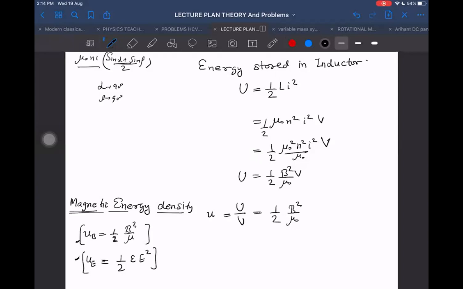This formula also happens to be that of electrostatic pressure, and the above formula happens to be that of magnetostatic pressure. If I have a current carrying cylindrical wire and close to it we have magnetic field B, then the magnetic pressure on the surface of it will be half into B square by mu. So energy density and magnetostatic pressure have the same formula. Same way, electrical energy density and electrostatic pressure have the same formula.